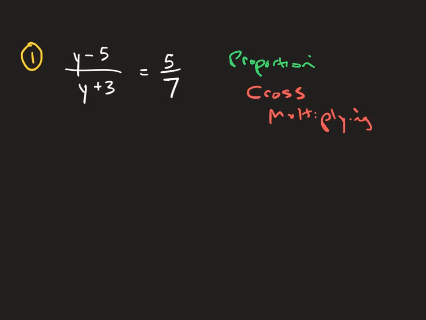which means you're going to take the y minus 5 times the 7 and then the 5 times the y plus 3 and put equals in the middle. So we'll go ahead and do that. 7 times the y minus 5 equals, the equals in the middle, and then 5 times the y plus 3. And then all you're going to do after that is distribute, get your y's on the same side, and then solve for y.